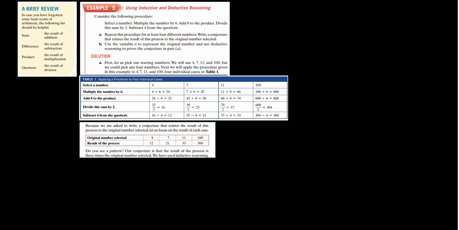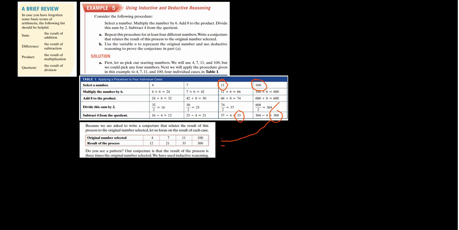Then we divide this sum by 2. So 32 divided by 2, 50 divided by 2, 74 divided by 2, 608 divided by 2. And then we subtract 4 from the quotient. So in this particular case, we start with a 4 and we get a 12. We start with 7, we get a 21. We start with an 11, we get a 33. We start with 100, and we get a 300. Of course, that can be seen down here in this table.